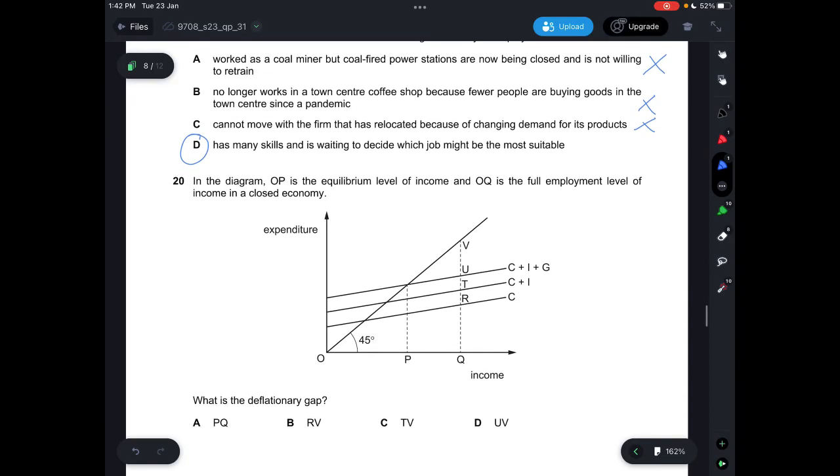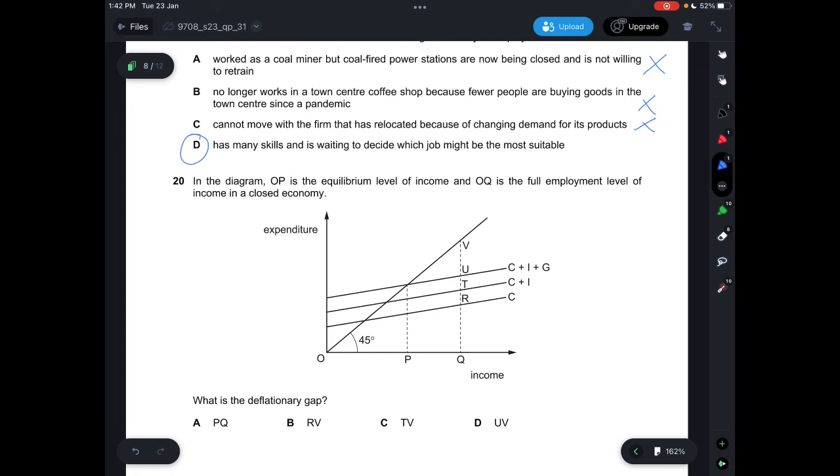Question 20, in the diagram, OP is the equilibrium level of income and OQ is the full employment level of income in a closed economy. What is the deflationary gap? The deflationary gap would have to be at a point where you're looking at the difference between your income and also your spendings.